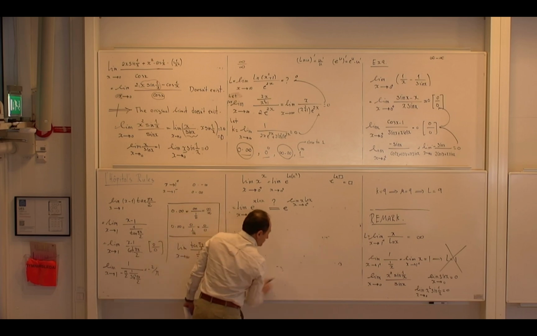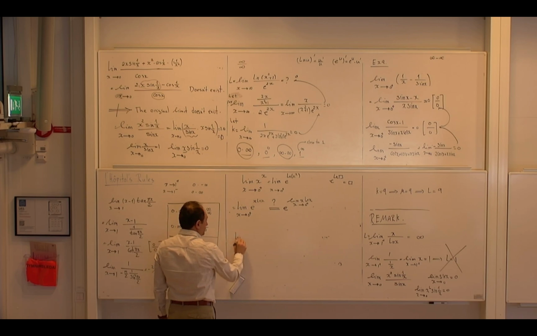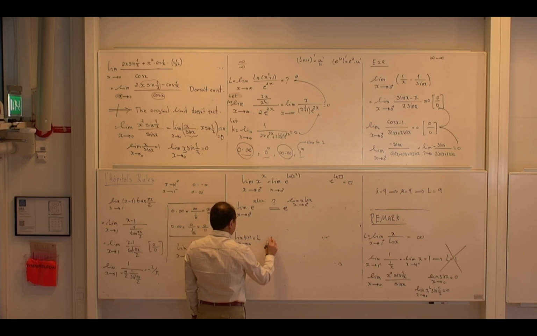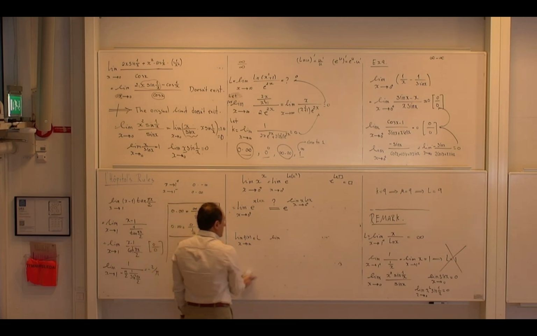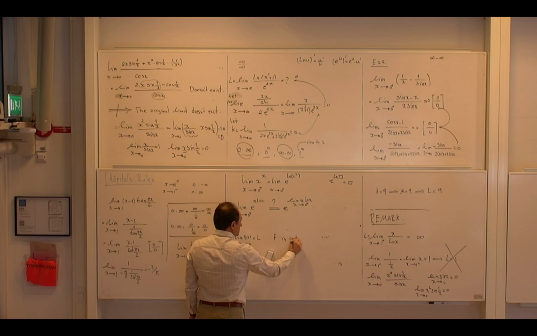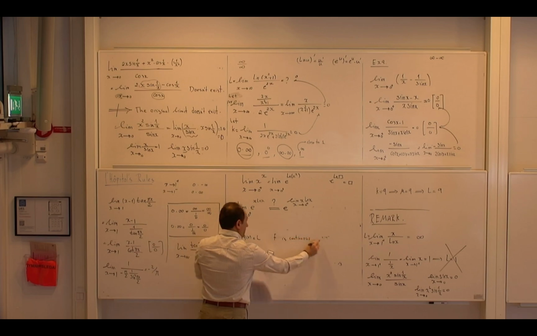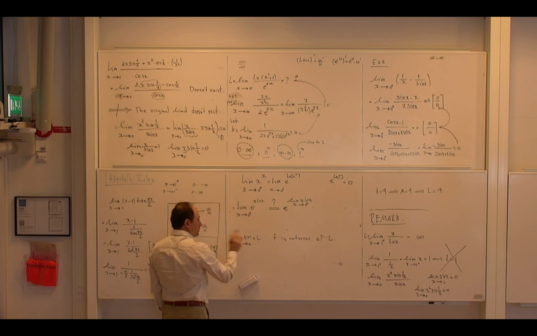This is true because we had a theorem before. This is the theorem. If I know that the limit of g of x, x goes to a, is L, and I know that f is another function that is continuous at L, this is a theorem we had before.